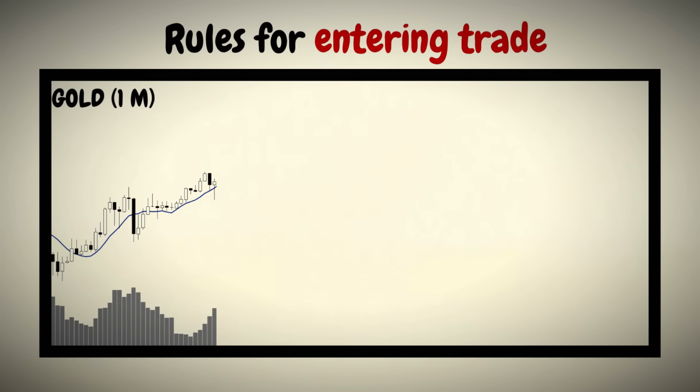The first option is this. When price comes to the dynamic support, the 9-period moving average, and we see a rejection candle there, we can take our entry from that point. This is our first option, right?